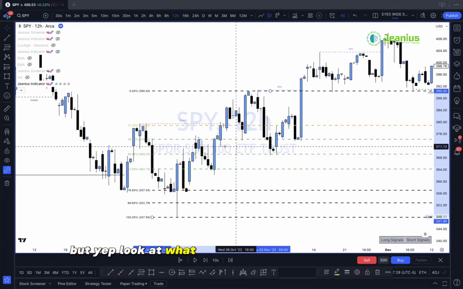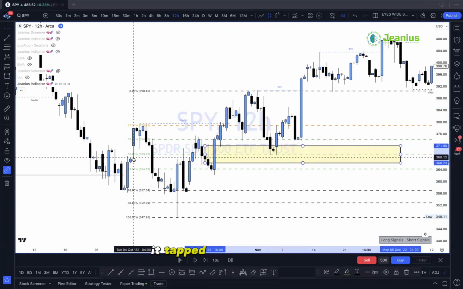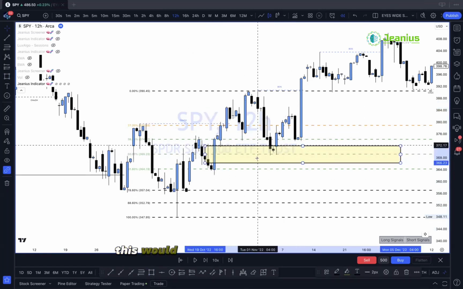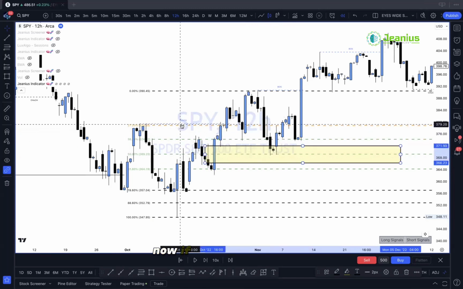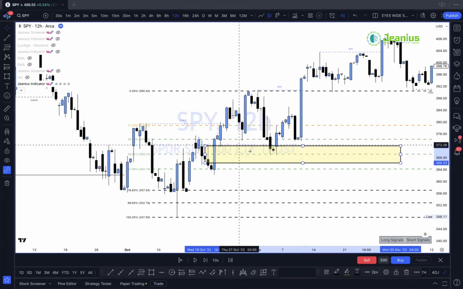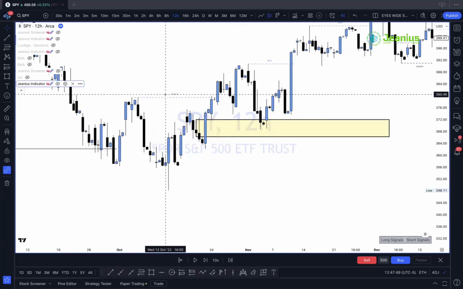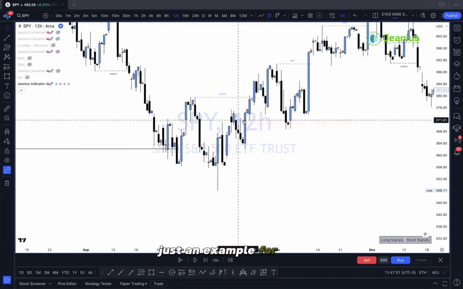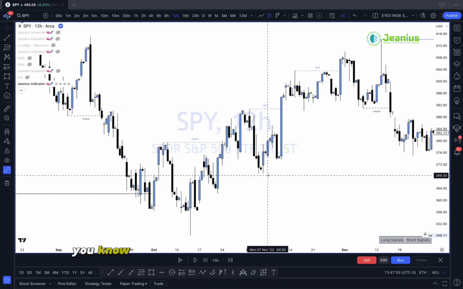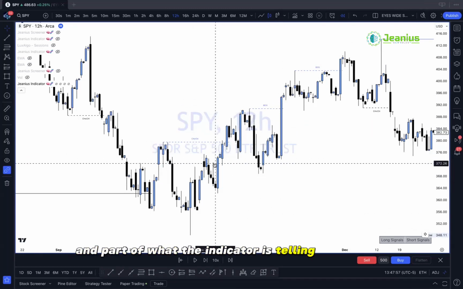But yep, look at what happened at this Fibonacci level, at this fair value gap. It tapped right at the 50%. This would have been great confluence. Now, if you're a MACD, RSI, and stochastic individual, maybe you could have looked for some added confluence in this area as well. But that's just an example for now of how you would have used part of what you already know and part of what the indicator is telling you as well.